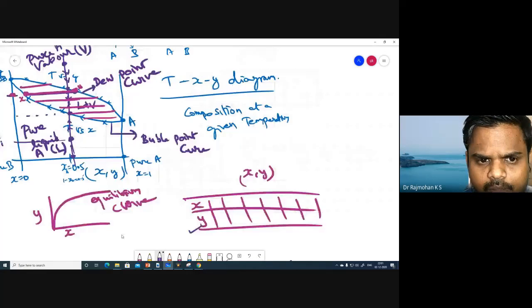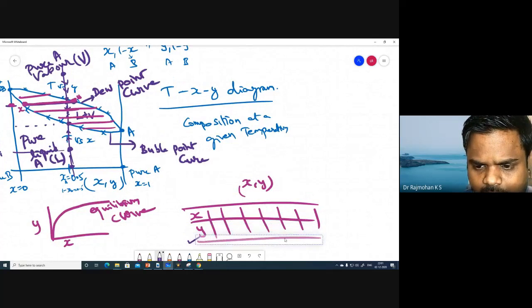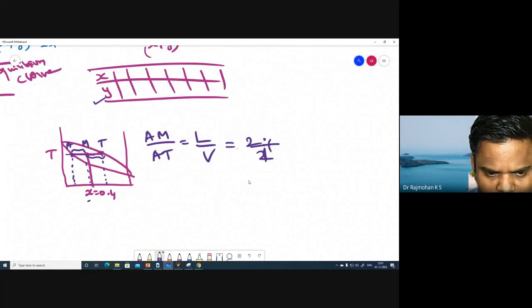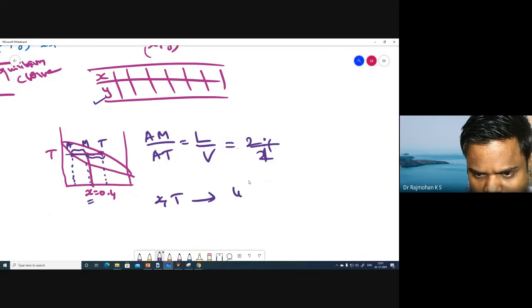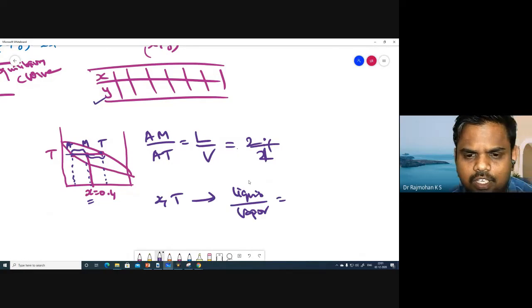So that way we can make use of the TXY diagram to explain what the dew point temperature and bubble point temperature are, and also to get the XY curve. For a given composition X and temperature T, the liquid by vapor ratio can be determined from this TXY diagram.